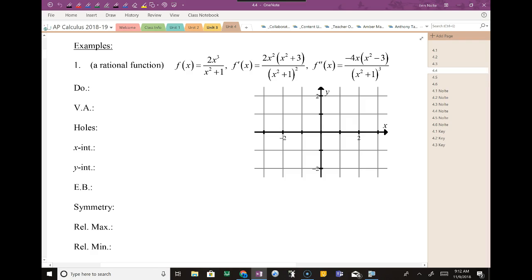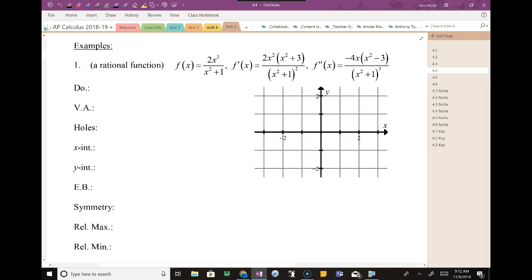All right, so question number 1. The nice thing about this one is they give us an original and they've already derived it for us. So they give us a first derivative and a second derivative, so we can just start peeling information off of this. The first thing that I want to do is find the domain.